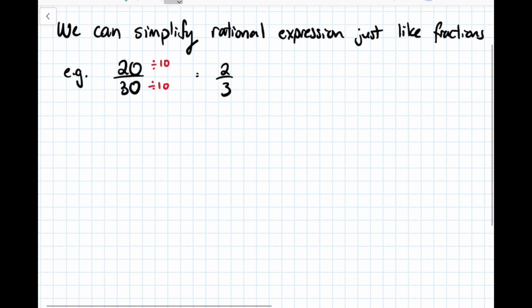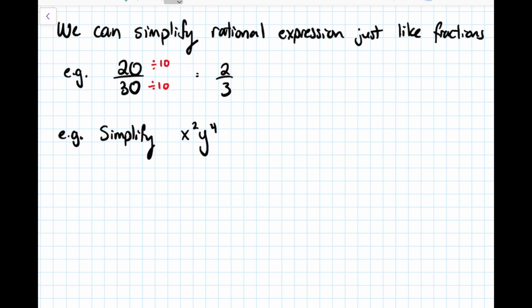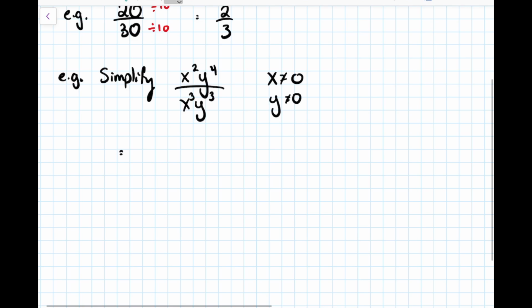The idea is basically the same for our rational expressions. So if we wanted to simplify something like x squared times y to the power of 4 over x cubed y cubed, and I'm just going to give you some NPVs here so we don't have to worry about it, so x can't be 0 and y can't be 0. We're going to simplify these essentially the same way we'd simplify anything else. I'm going to break this up more than I normally would just to explain the process, and then I'll teach you a slightly faster way in a sec.